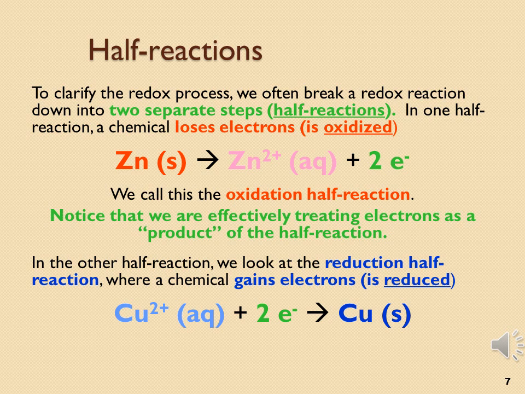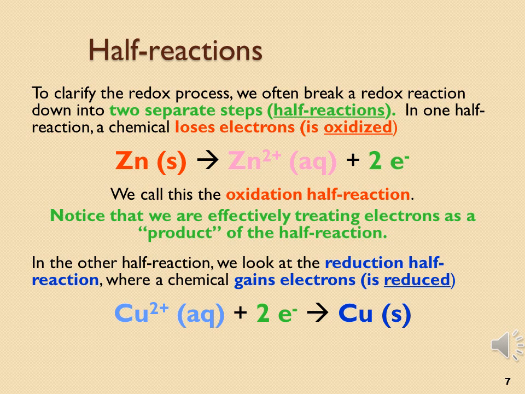We can see a zinc atom which has an oxidation state of 0 moving to zinc with a positive 2. So in this case we say there is an oxidation reaction taking place from 0 to positive 2. Notice that we are effectively treating electrons as a product of the half reaction. In the other half reaction, we look at the reduction half reaction, where a chemical gains electrons. We say this is reduced, or reduction. For example, we see the copper 2+ ions will gain the 2 electrons that have been lost by the zinc to form copper solid.